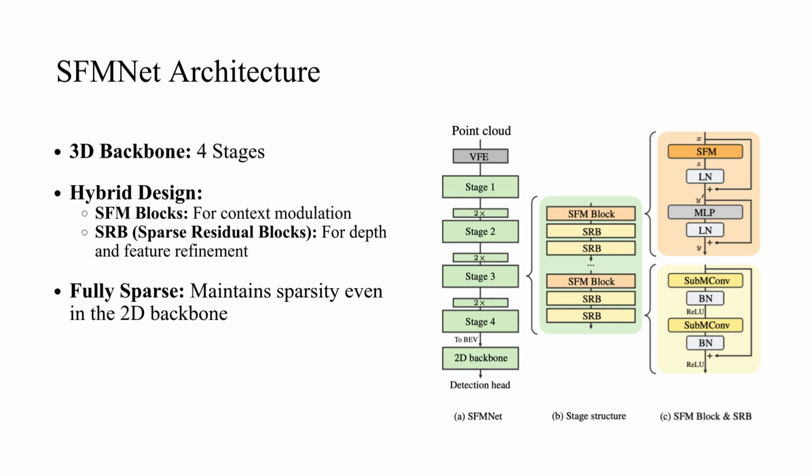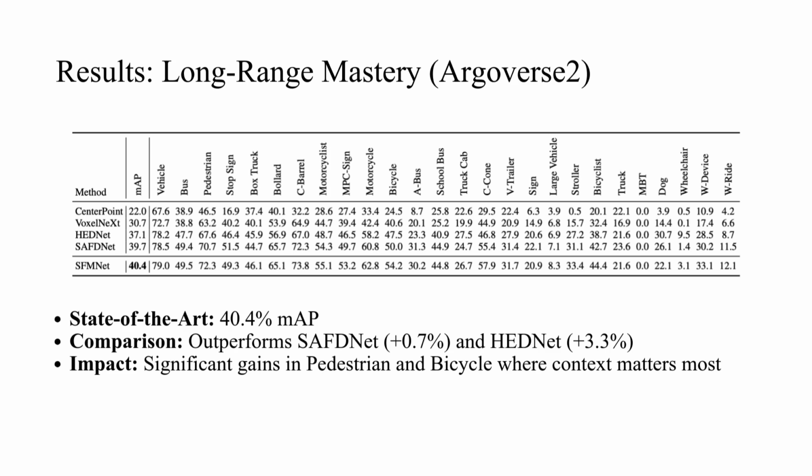We evaluated SFMNet on 3 major datasets, starting with Argoverse 2, which is challenging due to its long detection range of 200 meters. As shown in Table 1, SFMNet achieves a state-of-the-art mAP of 40.4%, outperforming recent methods like HEDNet and SAFDNet. We see particularly strong gains in smaller classes like pedestrians and bicycles, validating our model's ability to use surrounding context to detect small, difficult objects.